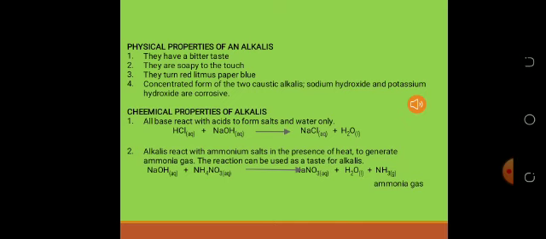Number 2, you discover that when an alkali reacts with a salt of ammonia, it will always liberate ammonia from that salt. A good example is sodium hydroxide reacting with ammonium nitrate to liberate ammonia, and at the same time sodium nitrate salt is produced and water is produced alongside.